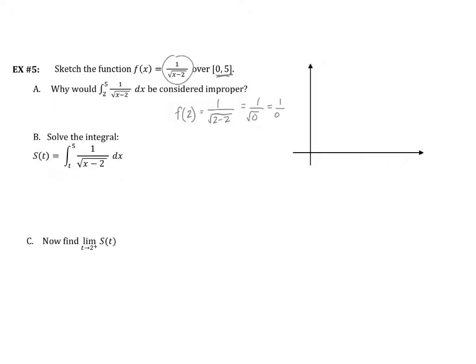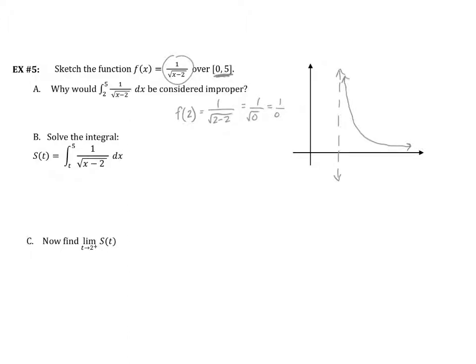or 1 over 0. So at 2, even though I'm looking for this area from 0 to 5, if I look at here at 2, what's going on is I have a vertical asymptote there. So I know that from 0 to 5, I've got some kind of discontinuity here, and my graph is going to be bending toward this direction here.